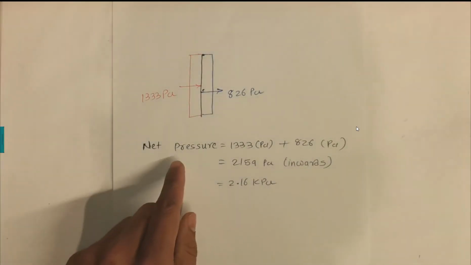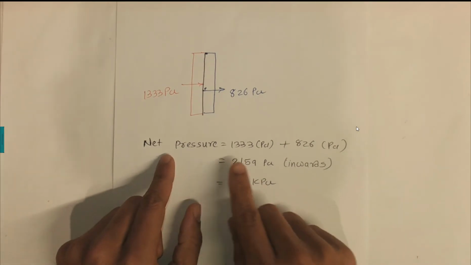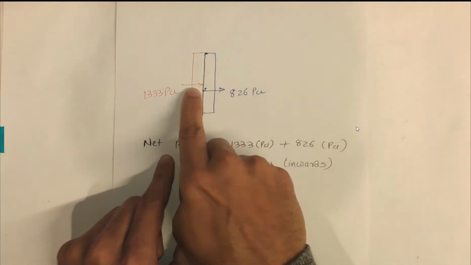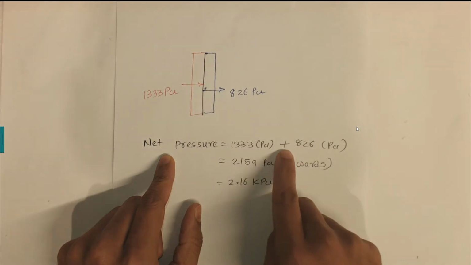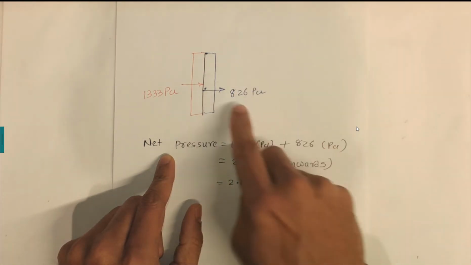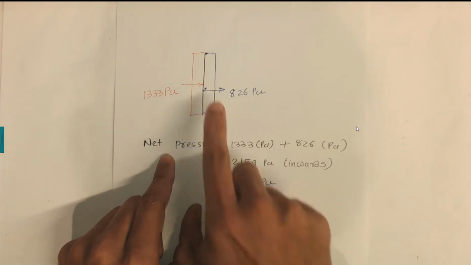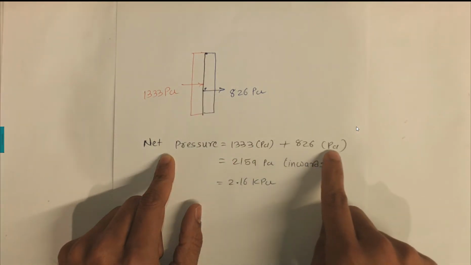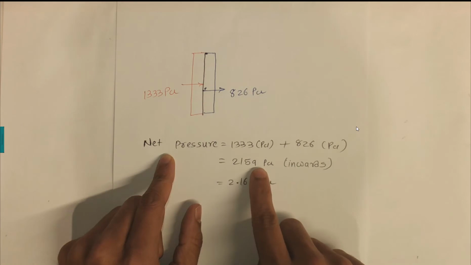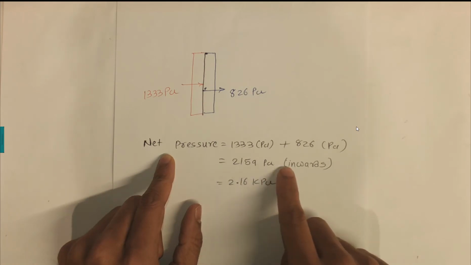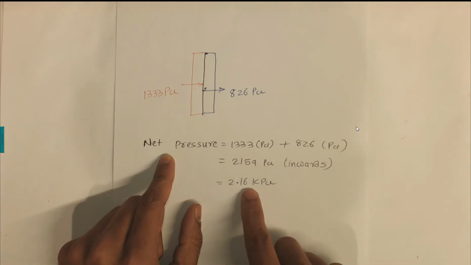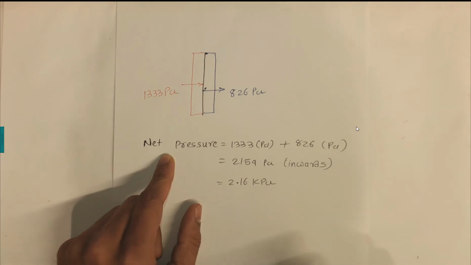So now we would like to calculate the net pressures, which is 133 pascals going in this direction, and plus, please note there is a minus here, but in the combinations we are always looking for the direction. So therefore it's plus 826 pascals. So that becomes 2156 pascals inwards, which is 2.16 kilopascals.